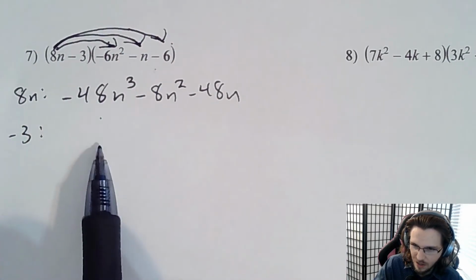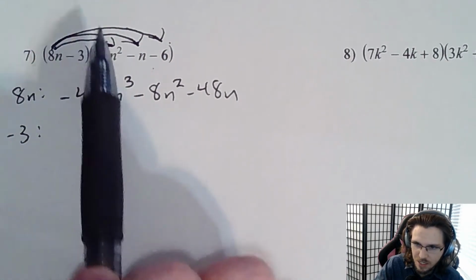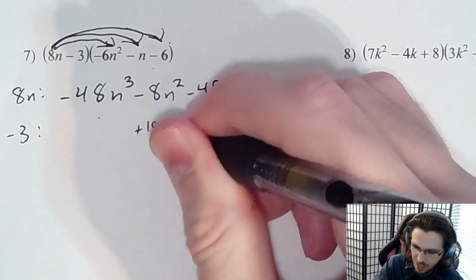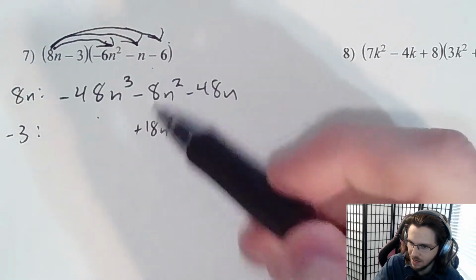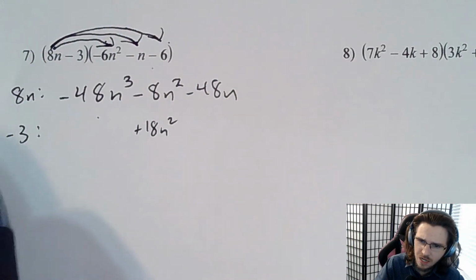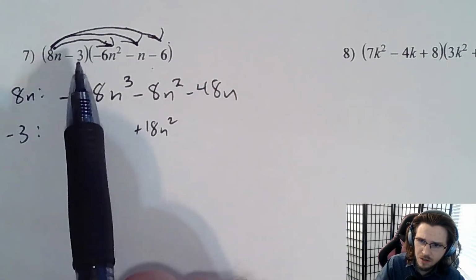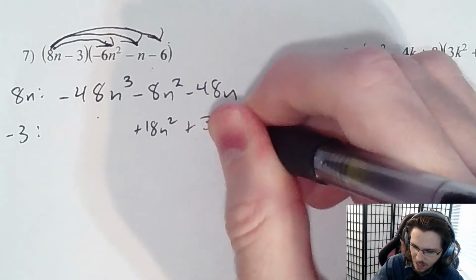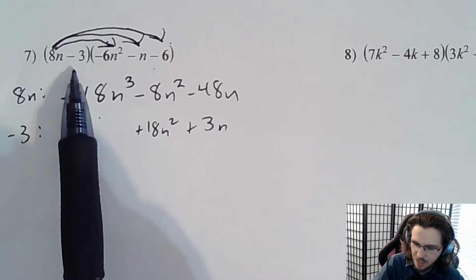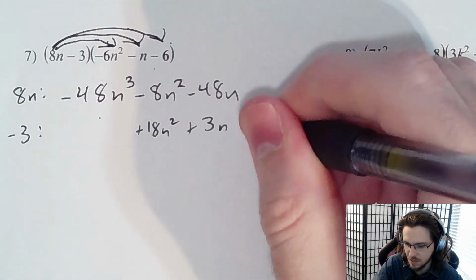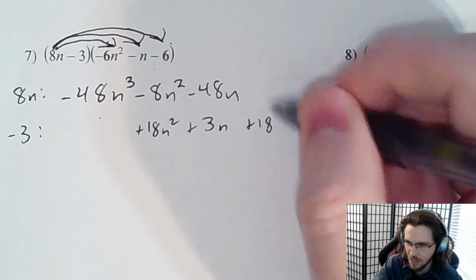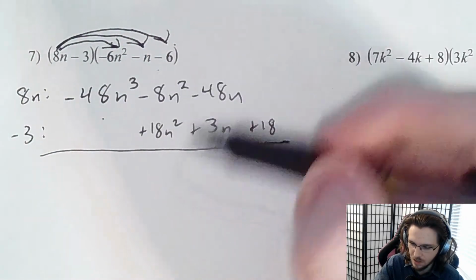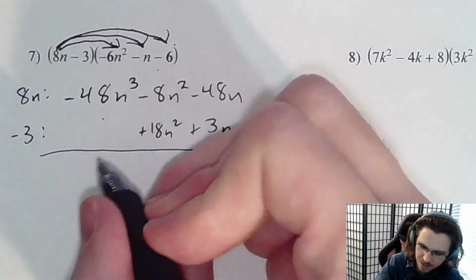But instead of writing anything here, I'm going to start here because the n squareds are going to line up. So I can start with plus 18n squared. You see how they're kind of lining up there? And then -3 times -n is positive 3n. And again, it lines up nice and neat. And -3 times -6 is positive 18. And there isn't anything there. So now when I'm adding my like terms, it's all in these nice, neat little columns.